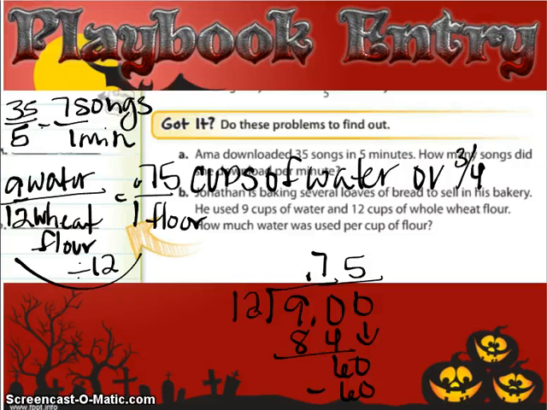Okay, so here is some of the information. For A, Emma downloaded 35 songs in 5 minutes. How many songs did she download per minute? It goes pretty easy. You divide by 5 and you get 7 songs in 1 minute. B is a little bit more involved.